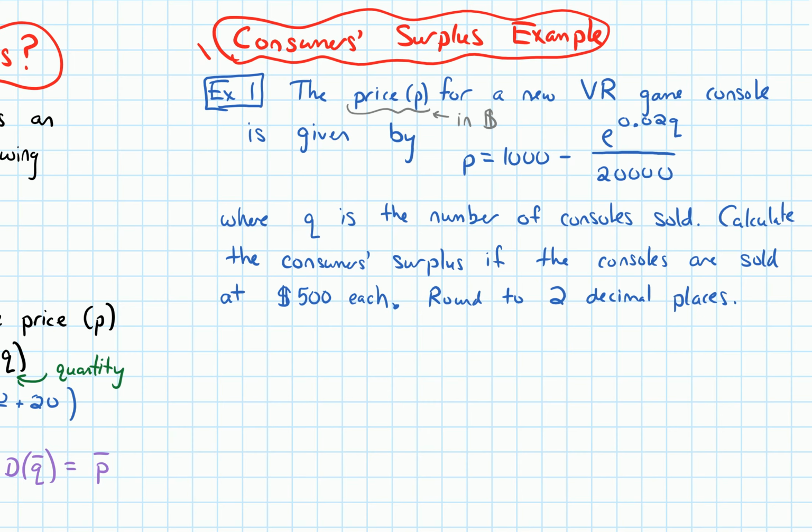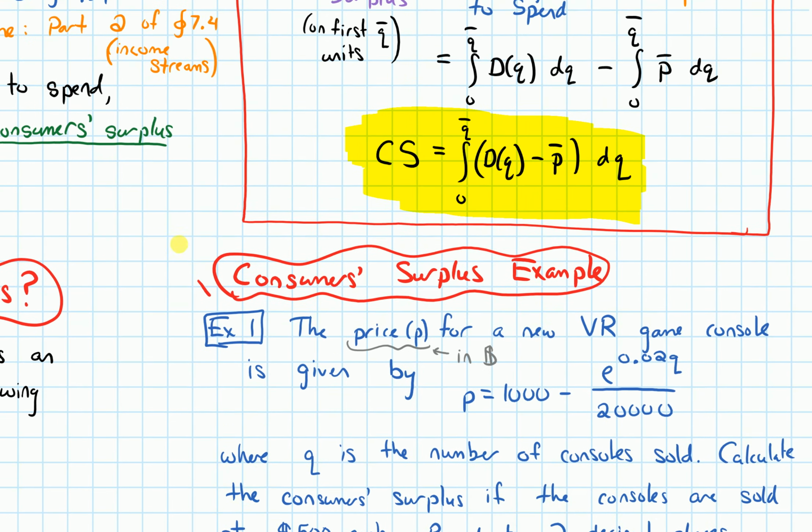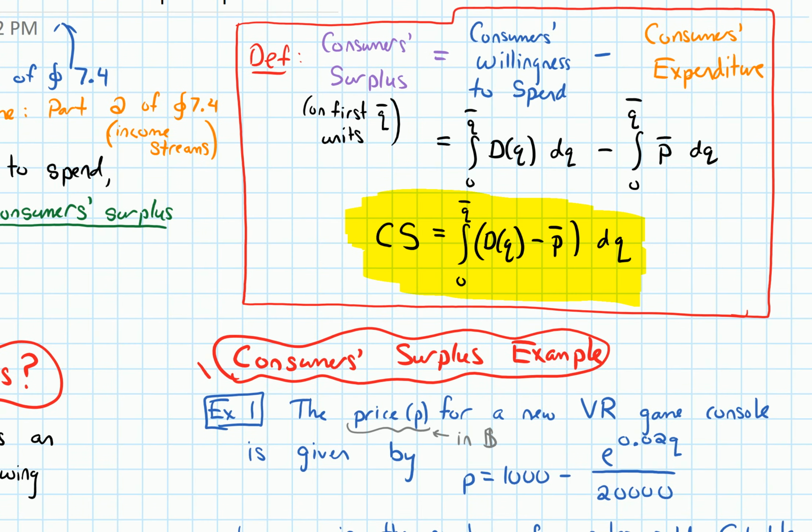To get us started, it may be helpful to remember the equation for consumer surplus. In the last video, we wrote that down at the end. Consumer surplus is the integral of the demand equation, once it's in terms of Q, minus P bar, where P bar is the price of the item, and Q bar is the demand that corresponds with that price.